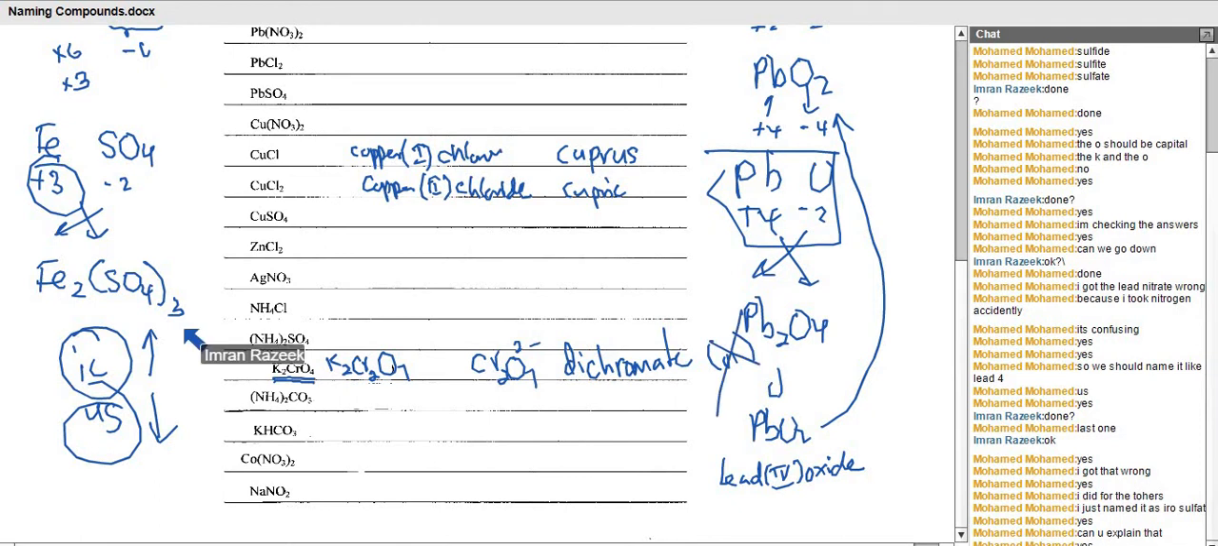That's not necessary. Ammonium carbonate, potassium hydrogen carbonate, or you can say potassium bicarbonate. Write both names, both correct. Cobalt nitrate, you can say cobalt(II) nitrate also, yes, that's okay.